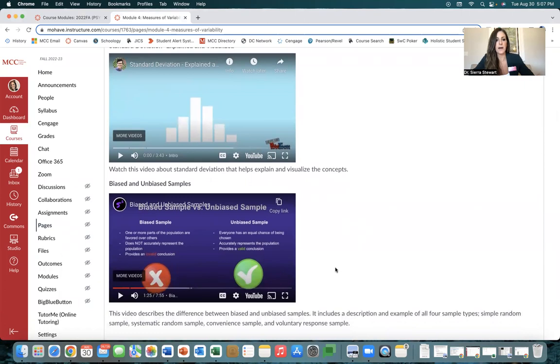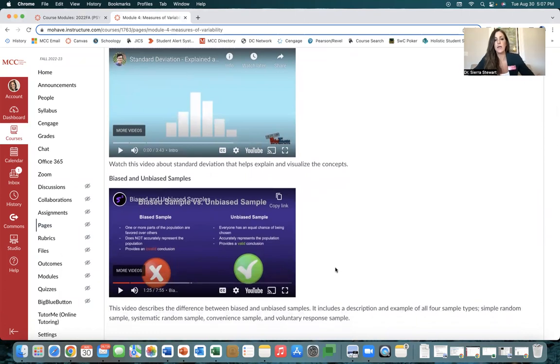The second video talks about biased and unbiased samples. If you're gathering data, you want to make sure that you have an unbiased sample. The biggest reason for that is because you want your data to be accurate. If you don't have accurate data, then you're going to have invalid conclusions that are based on the data not being accurate. So the biggest thing is that you want to make sure that the participants involved in your study have an equal chance of being chosen.